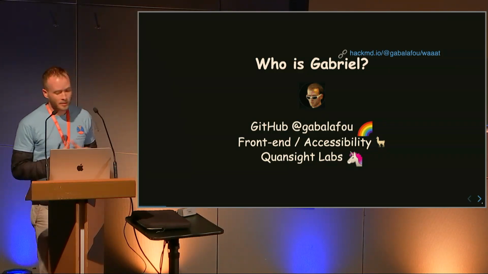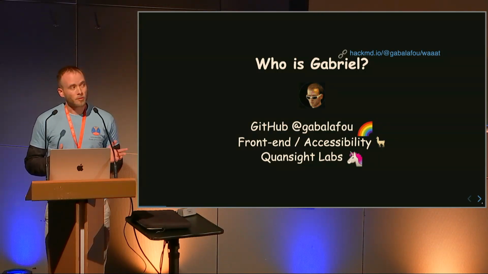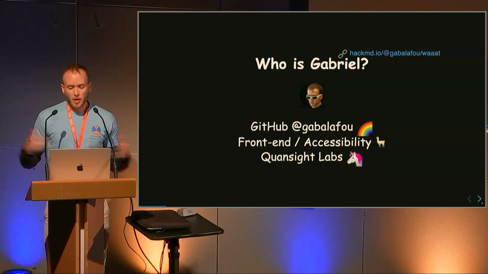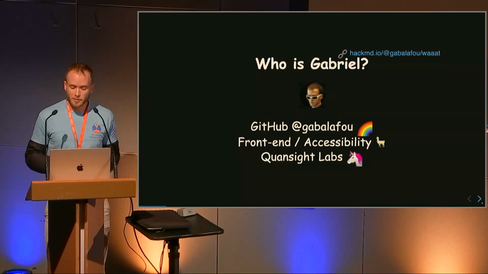But first, who am I? My name is Gabriel Fouasnon. I work at Quansight Labs. My background is as a front-end engineer, and my focus these days is in accessibility. One fun fact about me, I once had a 15-minute conversation with Marvin Minsky, sometimes called the father of artificial intelligence. We talked about long division, and I didn't realize until weeks later who I'd been talking with.